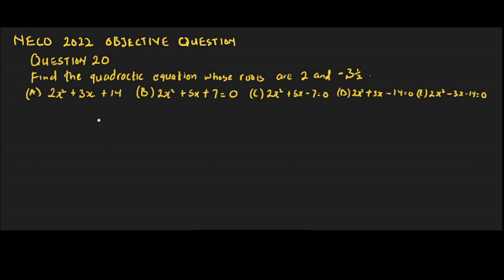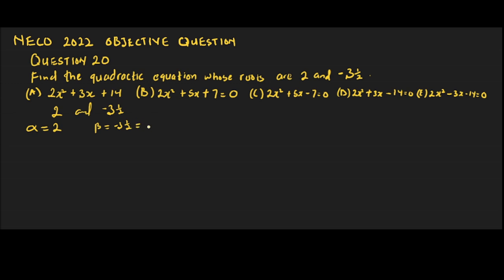Question 20. Find the quadratic equation whose roots are 2 and -3 whole number 1 over 2. Here we are asked to construct a quadratic equation with these given roots. The roots we have are 2 and minus 3 whole number 1 over 2. So let's call this alpha, and let's call the second root beta.